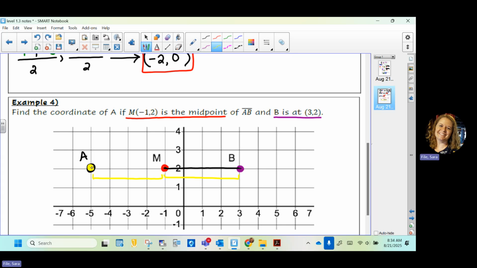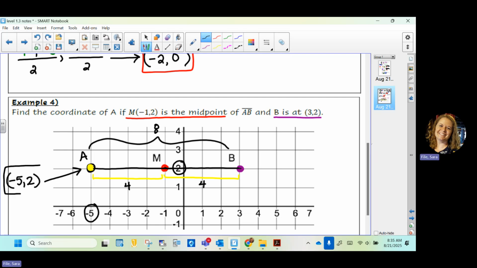Does that make sense? So then I could finish drawing the segment AB. So the total length is 8, because this was 4 and 4. Now, what are those coordinates of A? Good. X, Y. So -5, 2.